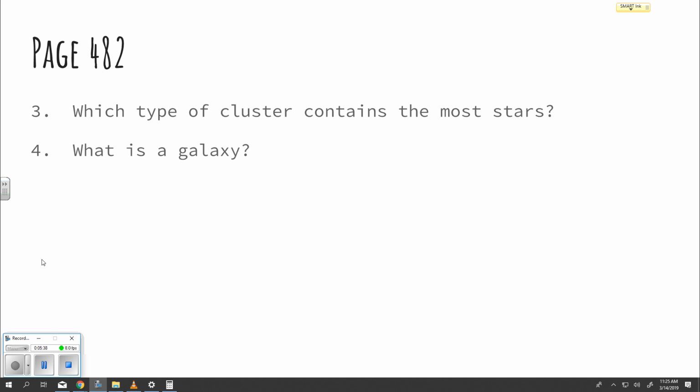Question number 3, which type of cluster contains the most stars? Answer, globular.